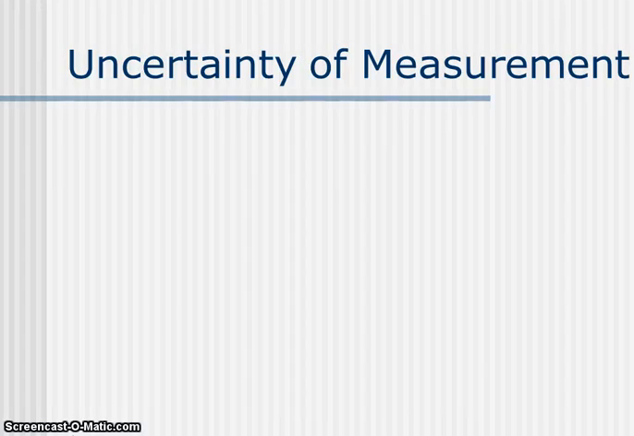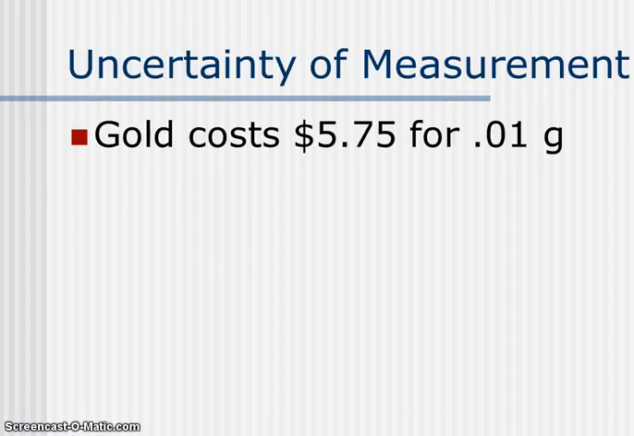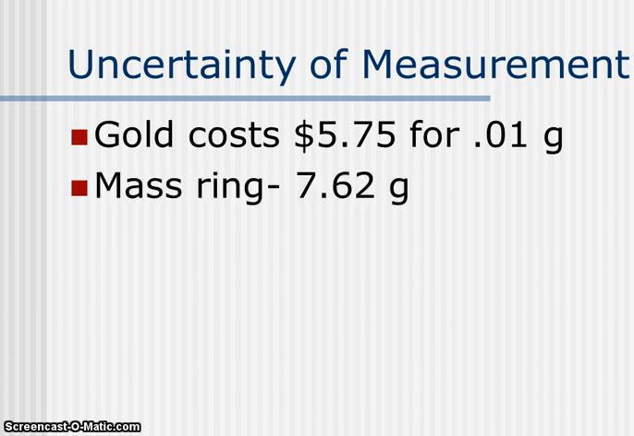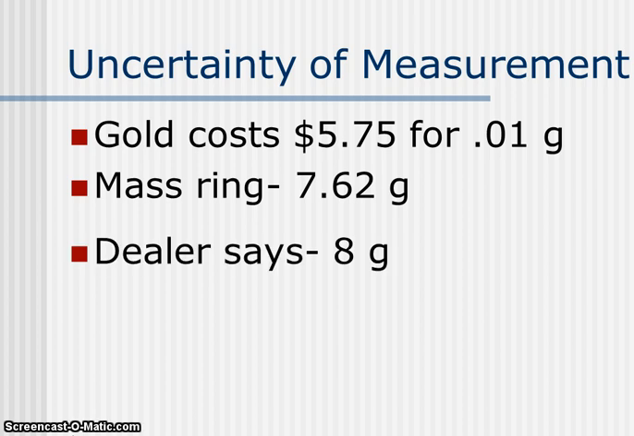Let's talk about uncertainty of measurement. Now, let's say that you're a jeweler and you look up the cost of gold and you find out that it costs $5.75 for every 0.01 grams of gold. And you have a ring, and when you mass that ring, it's 7.62 grams. And you mark it as being an 8-gram ring. What's the problem with that?